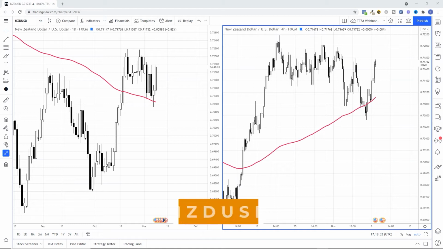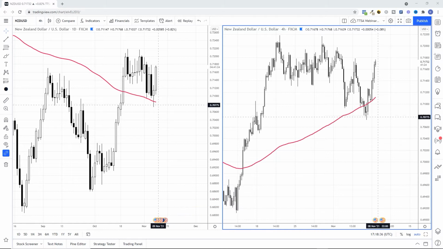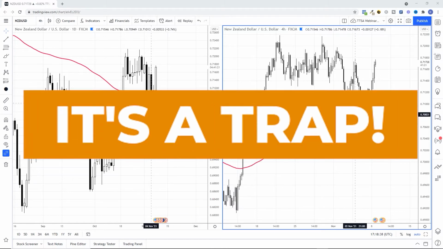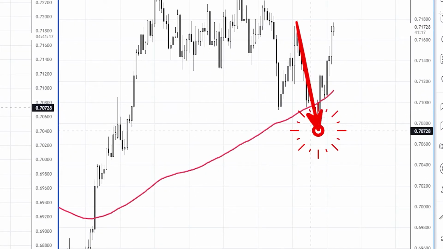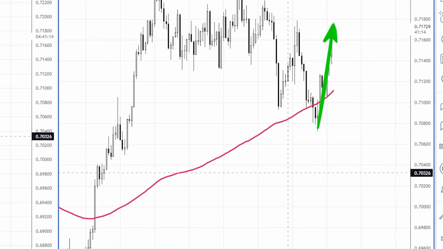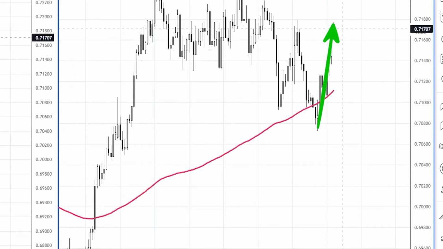Hi, this is Kumar Kaushal, and in this NZDUSD trade, I'm going to be showing you why we did not fall into the trap of going short in this area here when the regression line was broken to the downside, and why instead we took a long and the reasoning behind that.